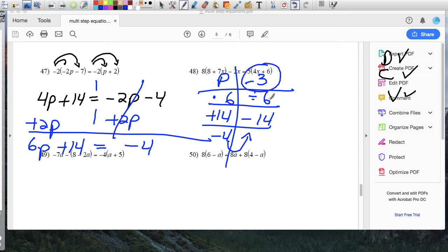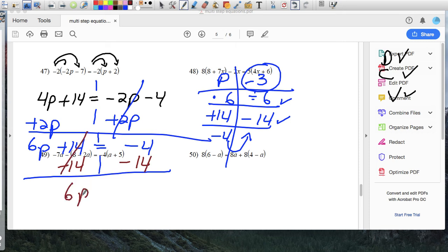So again, if you can't get to this point, that's okay. Just make sure you have this one and this one, because that's going to tell you what to do here. So we have to do -14, so let's divide our equation into 2 sides. -14, -14. These go out, 6p comes out. -4 and -14 is -18. Divide by 6, divide by 6. P equals -3, which is the same thing we had here. So let's do our check.